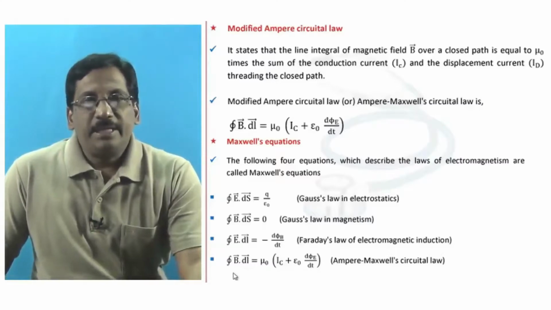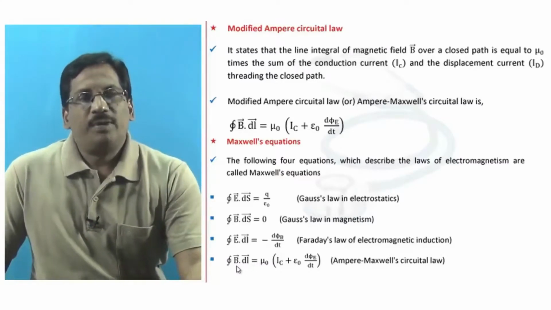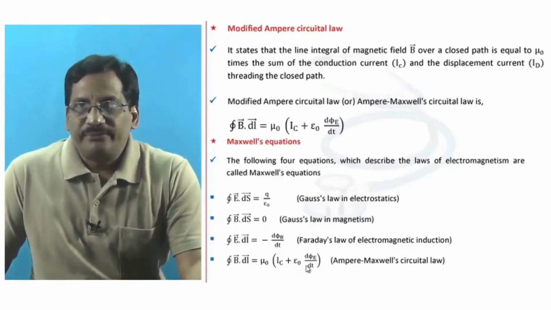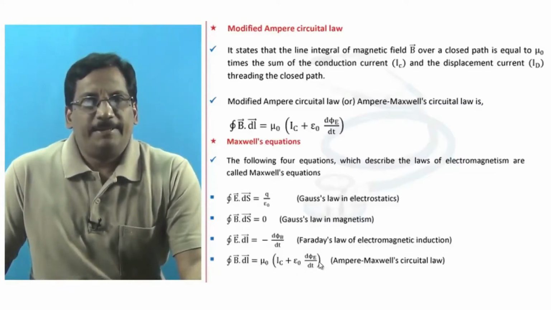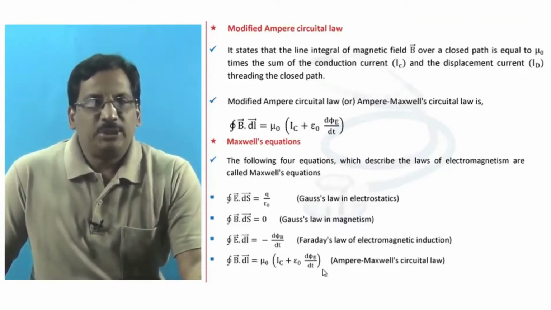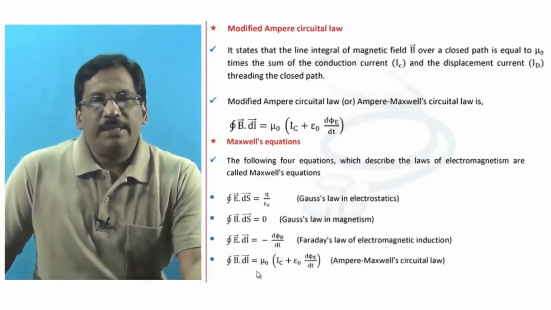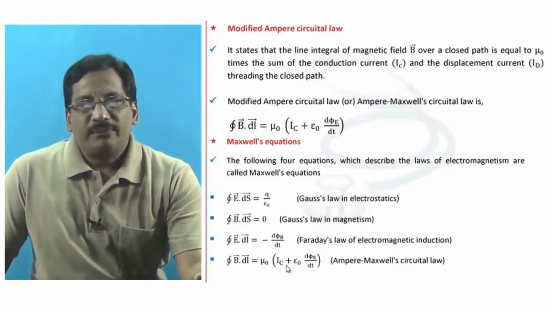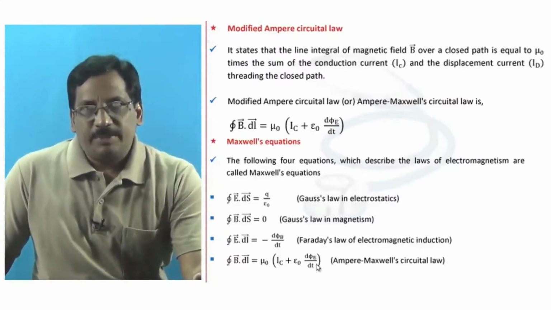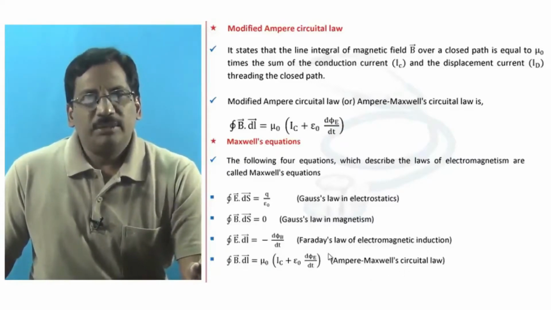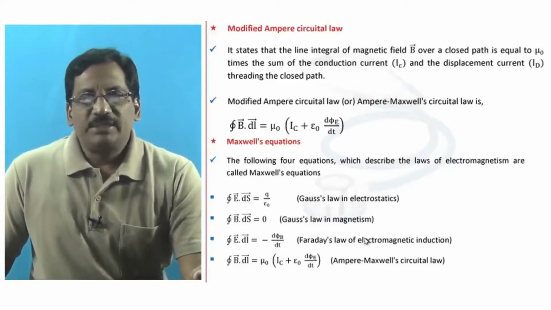And then the integral of B bar dot dl bar over a closed path is equal to mu naught times the sum of the conduction current and displacement current. Just as we understood here, this is Ampere Maxwell's circuital law. This is the modified form of Ampere circuital law. The integral of B bar dot dl bar over a closed path is equal to mu naught times the sum of conduction current and the displacement current in the path. These four statements together we call Maxwell's equations.